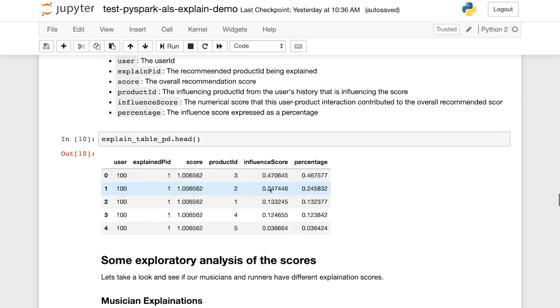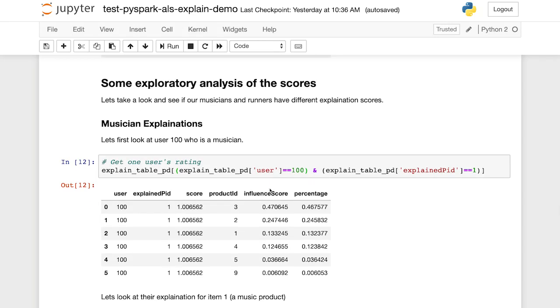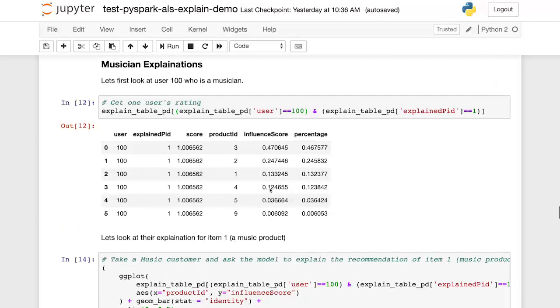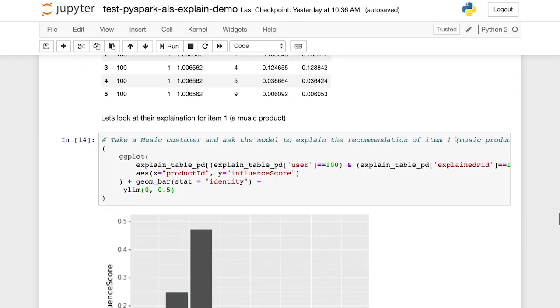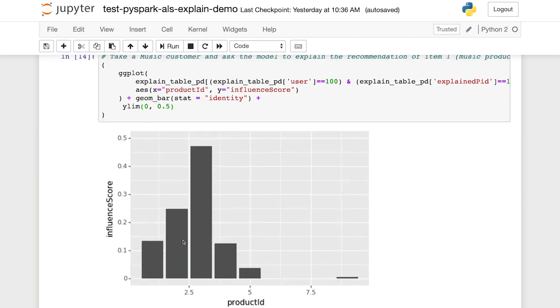So we can do a bit of exploratory analysis. We can look at user 100, who I know isn't a musician because I generated the data set. We'll look at his explained, the explained idea is 1. And then we'll take a look at the plot. And what we notice from this is that basically it's explaining one of these musical instruments, and we find that all the explanation weight comes from musical instruments, which is what we hope.